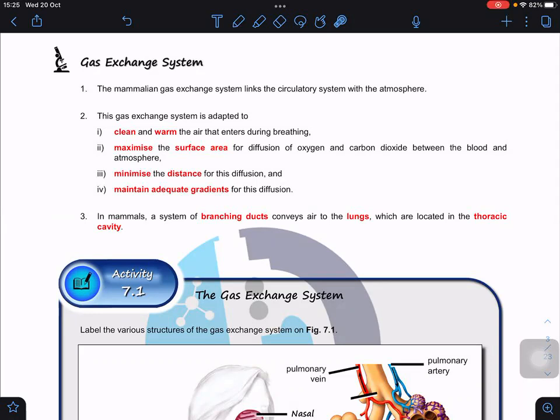Okay, so in mammals, in order to achieve this gas exchange, we do need to have the windpipe, the piping system to connect. Are you clear? So this piping system will convey the air to the lungs, which are located in the thoracic cavity. So where is the thoracic cavity? If you look at your body, at the center here, we have one diaphragm. The diaphragm is the part that actually divides our cavity into 2 parts.